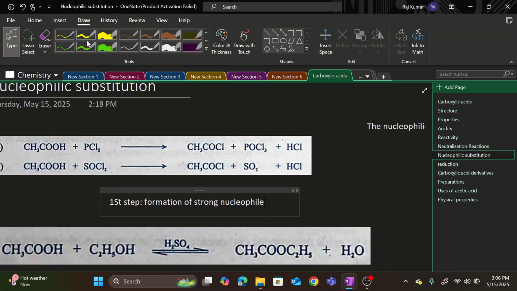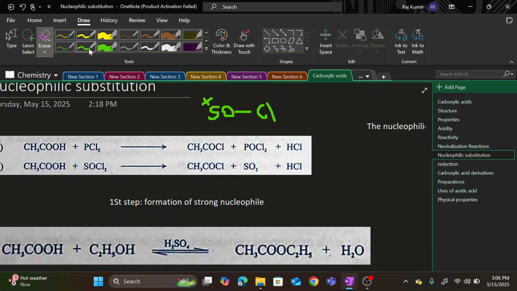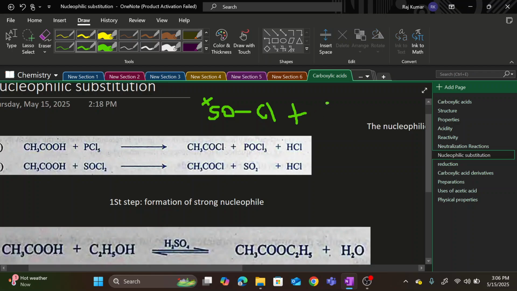There is the formation of a strong nucleophile. This thionyl chloride is having such type of structure. Let me try to draw the structure. Let's say this is it. This part gains a positive charge, right? And on the other hand side, I get a strong nucleophile, chloride, that breaks away. This positive part goes towards the acetic acid, due to which it joins with the acetic acid and forms an adduct.